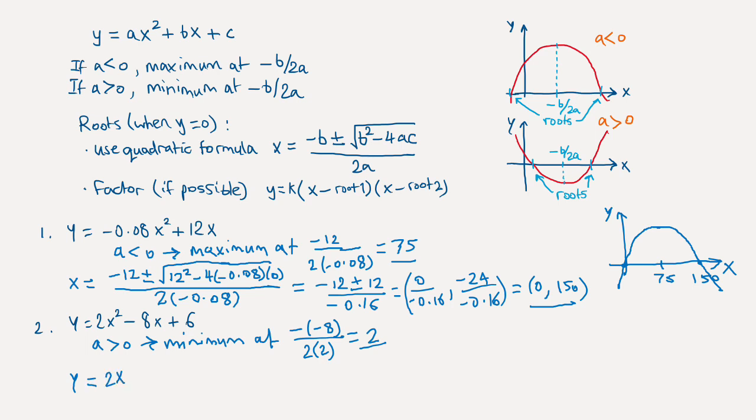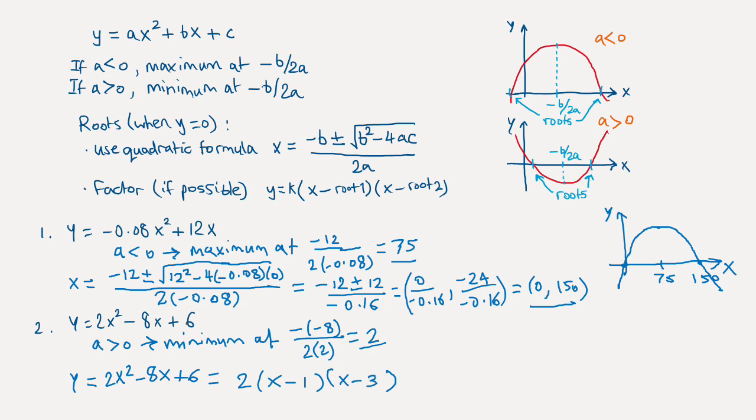So let's just write down the function again. We want to be able to write it as x minus something times x minus something else, and possibly a constant in front. So we can pull out the common factor 2, and then we're going to be left with x squared minus 4x plus 3. That does factor nicely into x minus 1 times x minus 3.